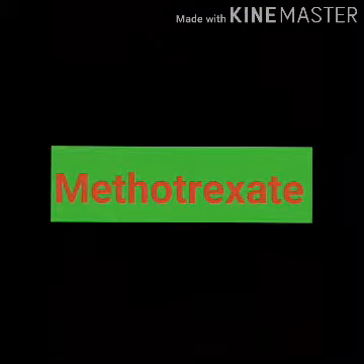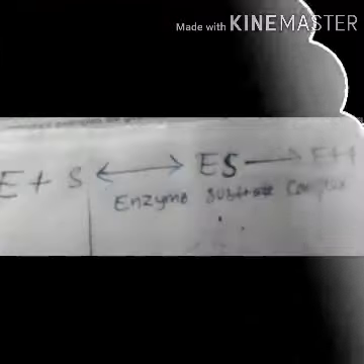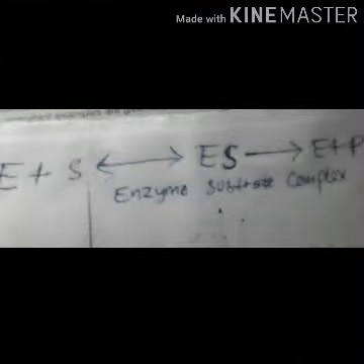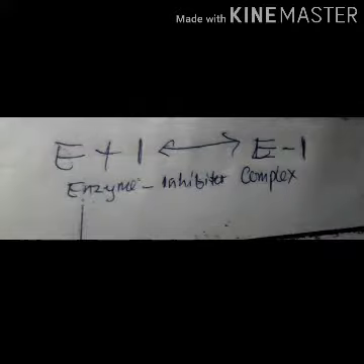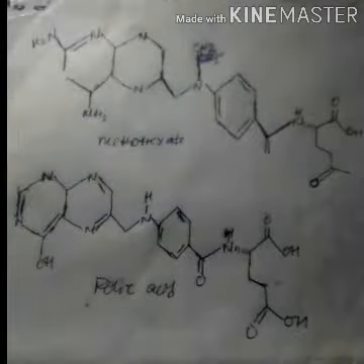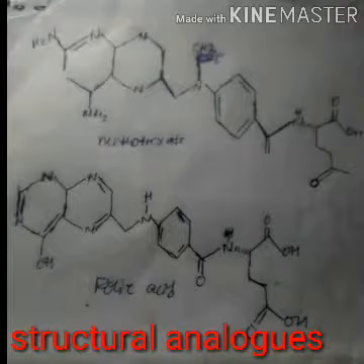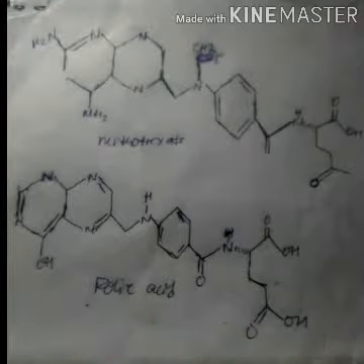Now let's look at a basic inhibitor, which is methotrexate. This molecule does not work on the enzyme-substrate complex. Rather, it works more on the enzyme-inhibitor complex, which we have discussed earlier. So let's look at the structure of methotrexate and that of folic acid. As you can see in the chart, methotrexate is a structural analog of folic acid, and we all know that folic acid is one of the body's vitamin B complexes.